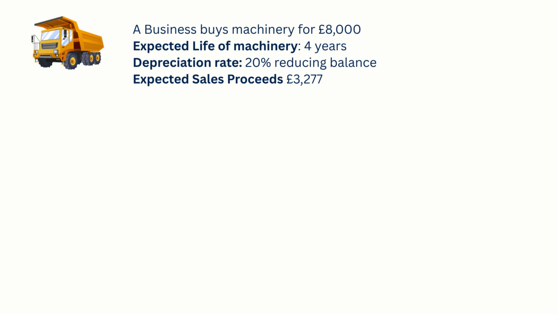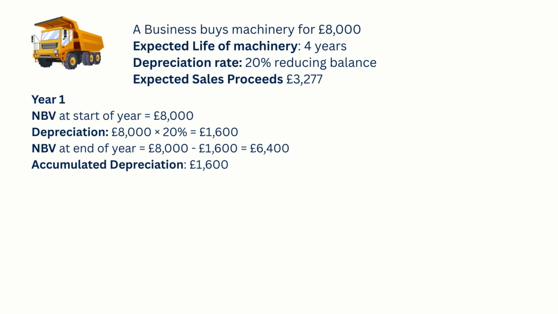Machinery cost is £8,000. Expected life is 4 years. Depreciation rate is 20%. Expected sales proceeds is £3,277. £3,277 is not used in the yearly calculations. It simply tells us what the asset is expected to be worth at the end. We always start with the net book value at the beginning of the year.